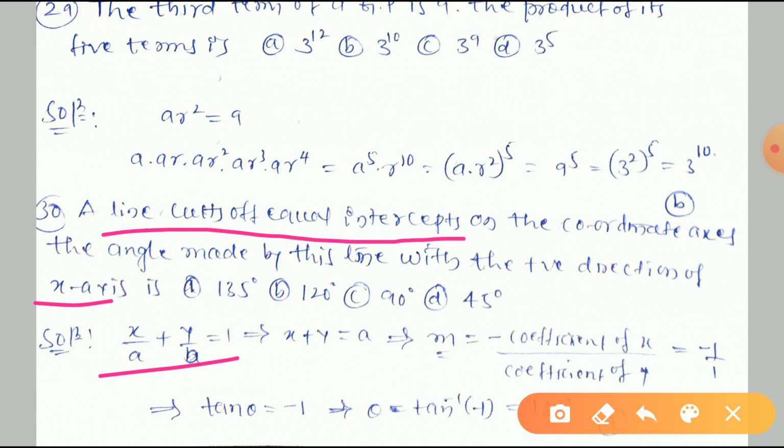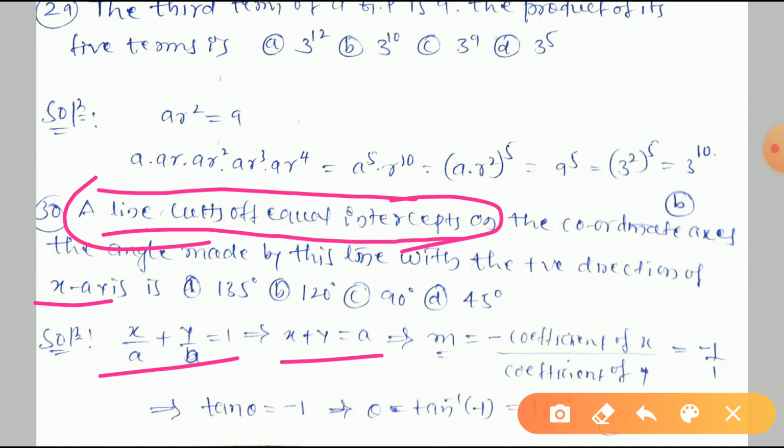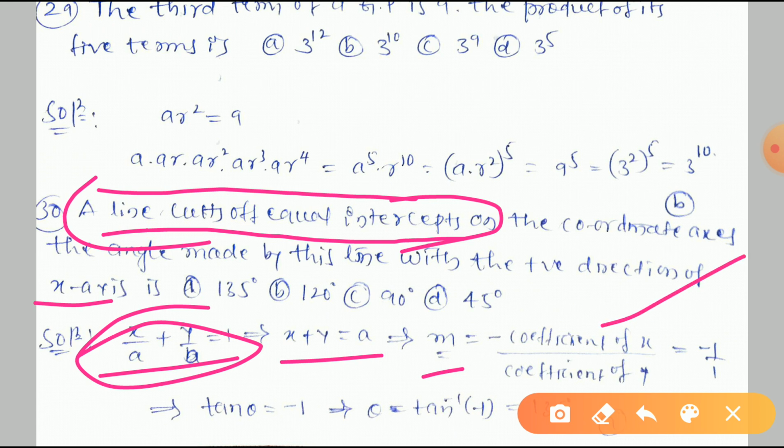x by a plus y by b is equal to 1, but here it is given that the line cuts equal intercepts. Therefore put b is equal to a. Then after taking LCM as a, this can be written as x plus y is equal to a. We know that slope is equal to minus coefficient of x divided by coefficient of y. The coefficient of x is 1, and coefficient of y is also 1, therefore minus 1 by 1, which is equal to minus 1.